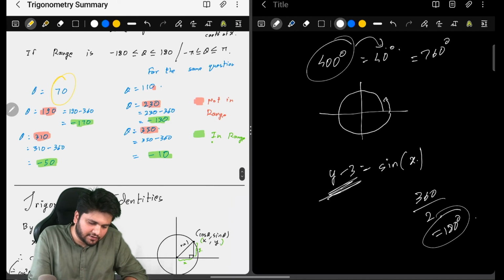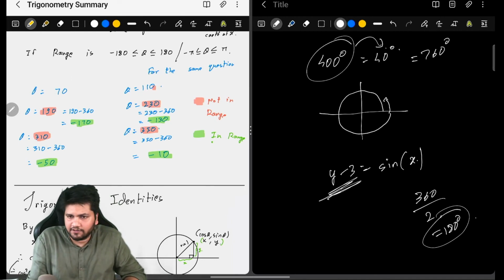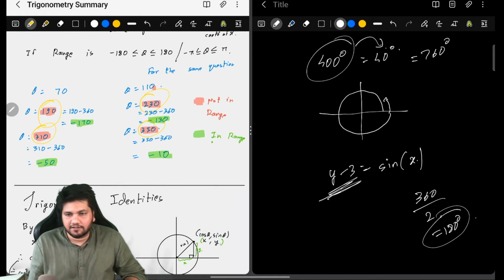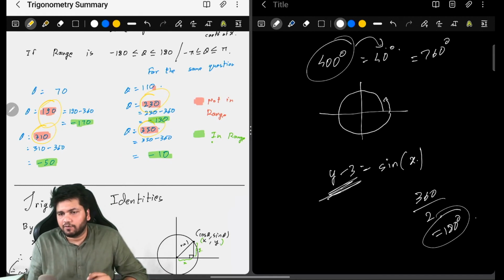Now, here, these are the values we got: 70, 110. These were in the range, no problem, between minus 180 and 180, so it was fine. But 190 was not in the range. 230 was not in the range. 310 was not in the range. 250 was not in the range. So these four values are not in the range. So what are we going to do?